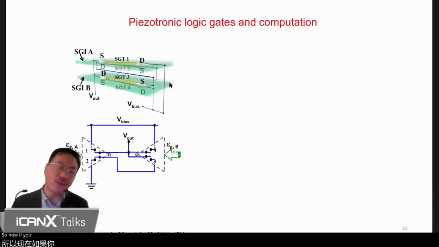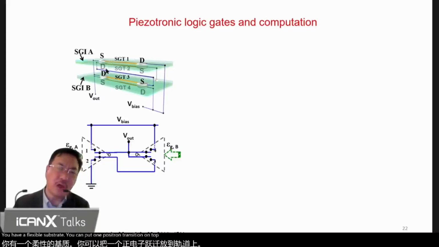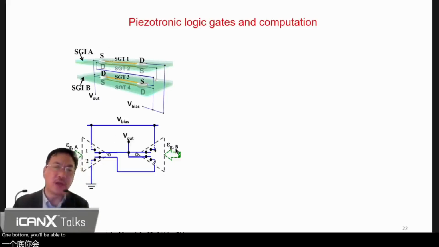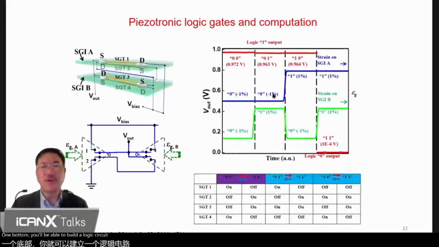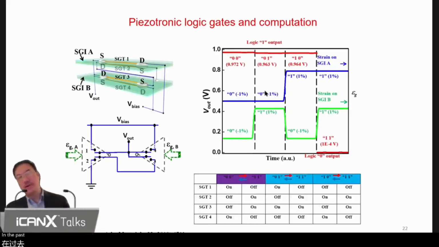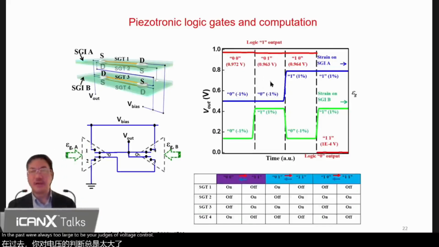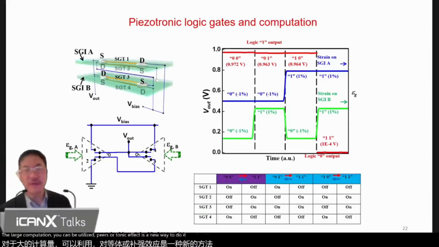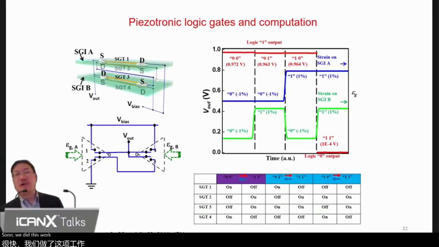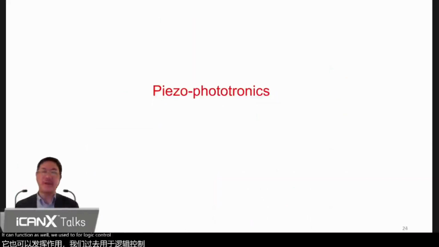So now, if you can do that, you have a flexible substrate. You can put one piezotronic transistor on top and one on the bottom. You'll be able to build a logic circuit. You'll be able to use strain to control logic computation. In the past, we always did logic computation with voltage control. Using strain to control logic computation, utilizing the piezotronic effect, is a new way to do it. So we did this work. We want to show it can function as what we used to do for logic control. Okay, so this is the first part.